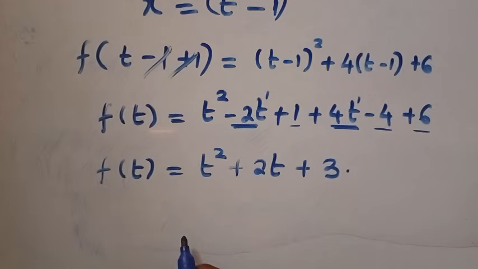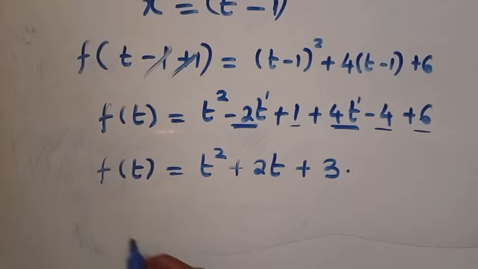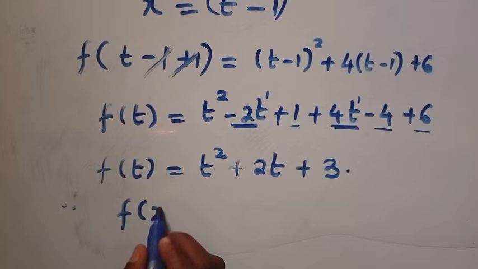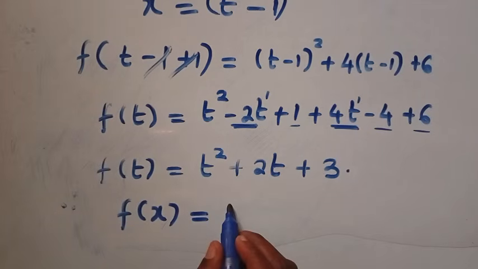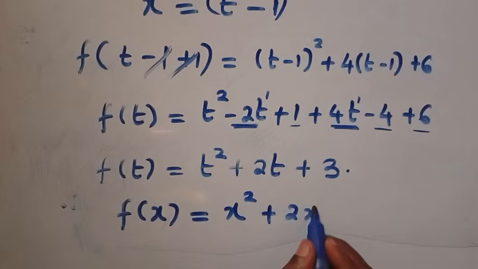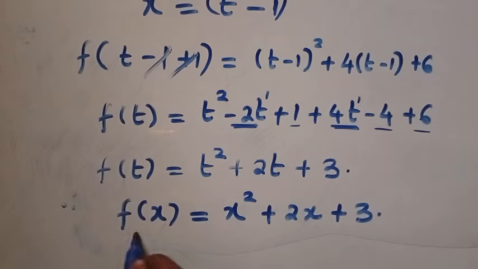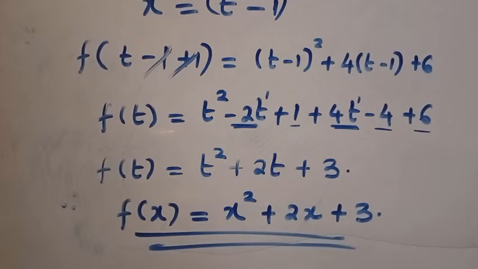So since we get the same answer as the first one, the only thing left for us is replacing this t with x. Since we are asked to find f of x, our final answer will be f of x equals x squared plus 2x plus 3. I solved this problem step by step.